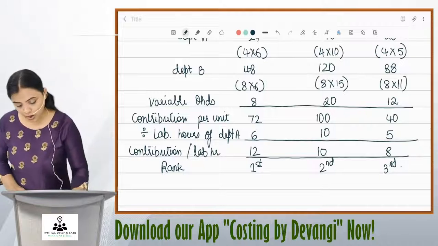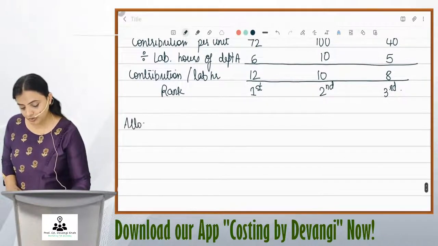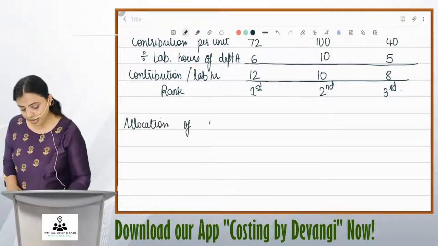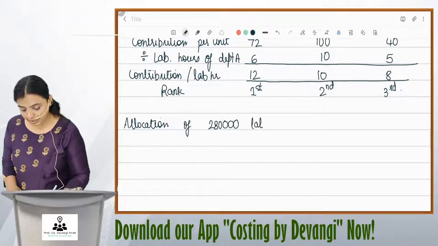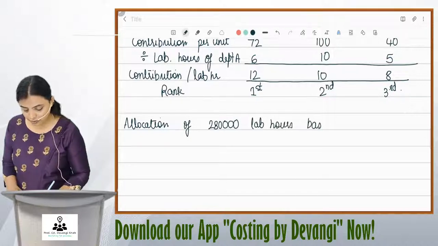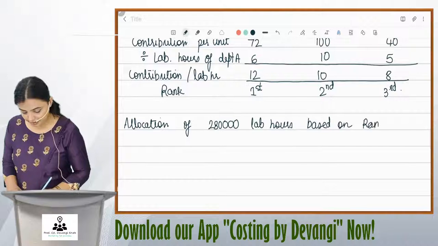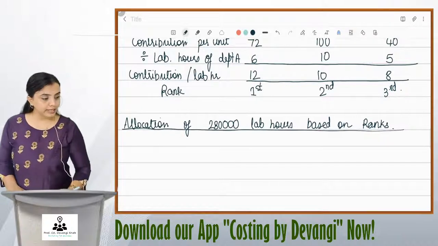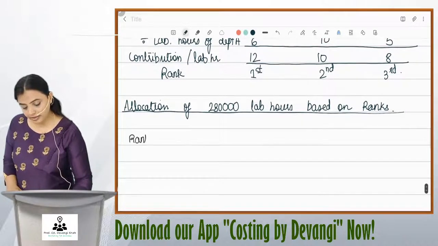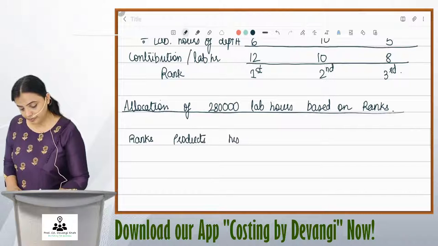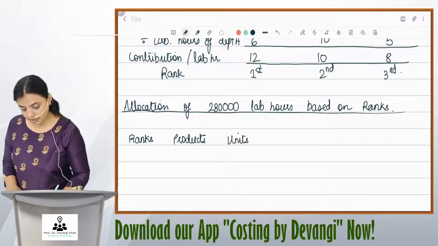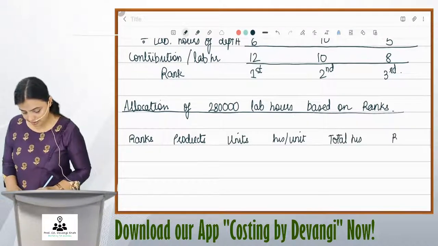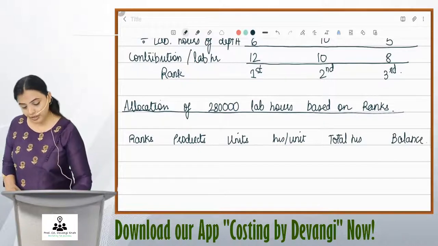Okay? So now what we will do is, let us do allocation of 2,80,000 labor hours based on ranks. तो चलो allocation करते हैं. ranks के हिसाब से हम products देख लेंगे. Then hours, we'll write units. Then hours per unit. Then total hours, and then balance. Friends, this is how you should present the allocation.